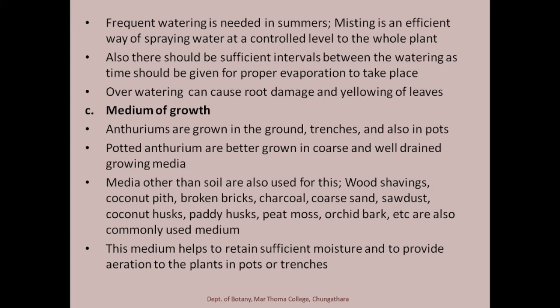Wood shaving, coconut pith, broken bricks, charcoal, coarse sand, sawdust, coconut husk, paddy husk, peat moss, orchid bark, etc. are also commonly used. So in Kerala we normally use charcoal, brick pieces and pieces of coconut husk. This medium helps to retain sufficient moisture and provides aeration to the plant roots when they are grown in pots or trenches.